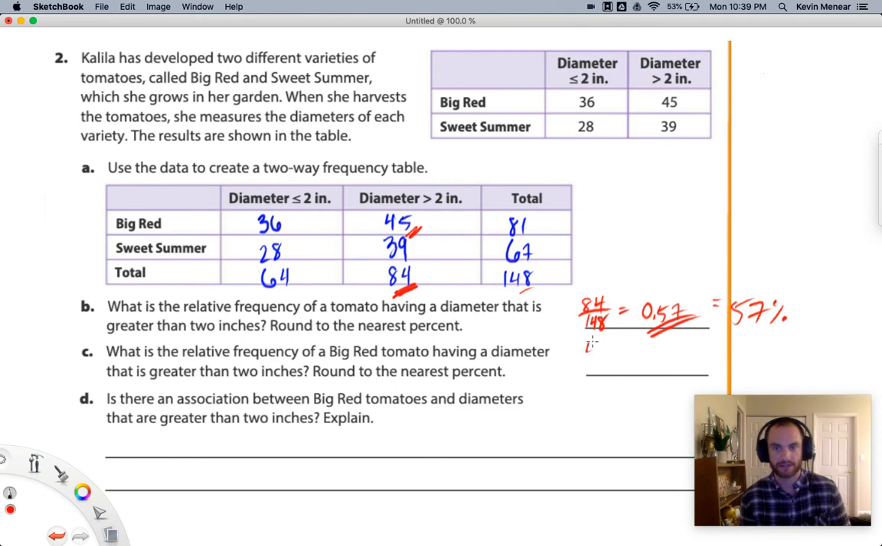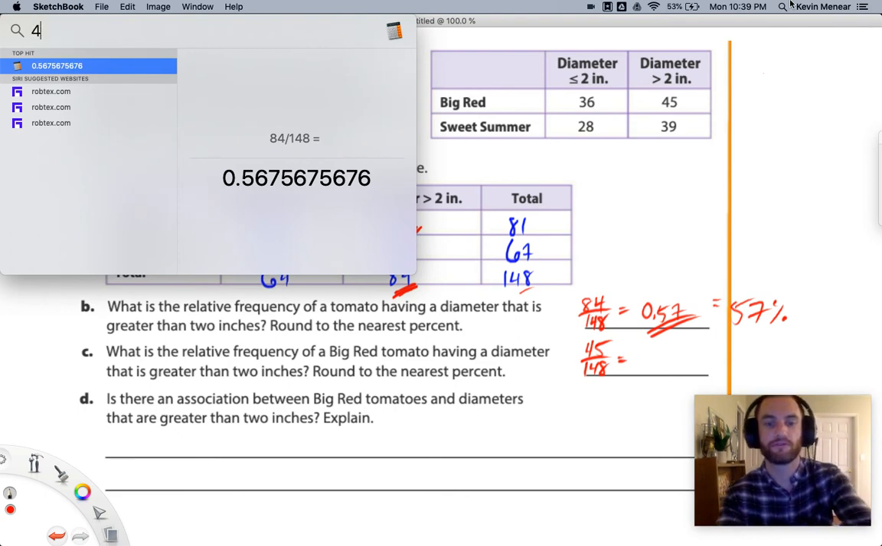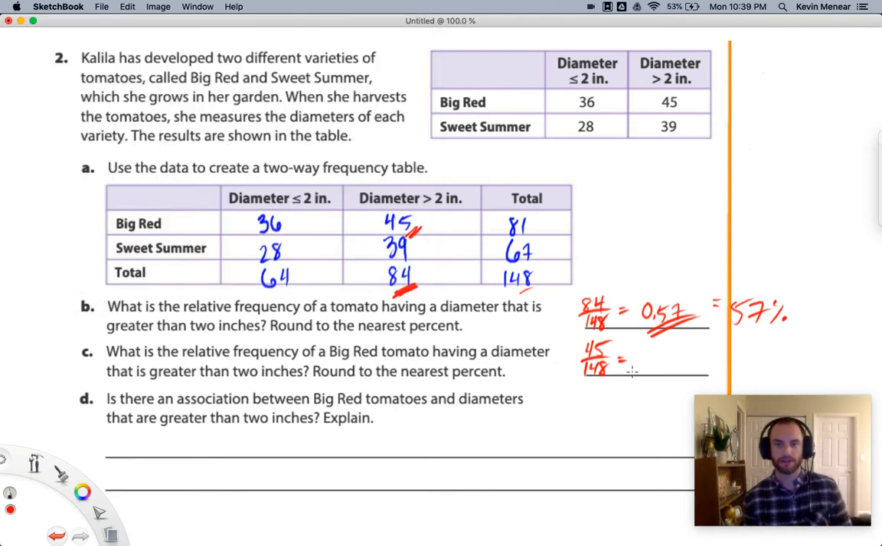Okay, so here is now 45 out of 148. And that's going to be what? 45 out of 148 is 0.30. Or in other words, it's approximately, because I'm rounding here, approximately 30%.